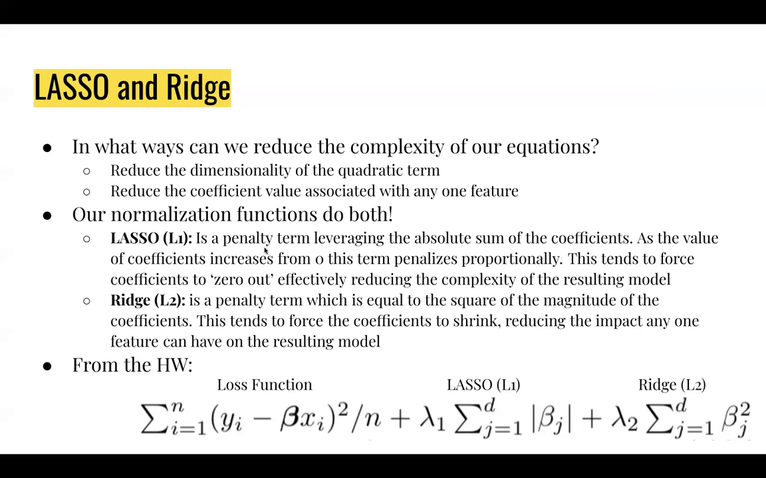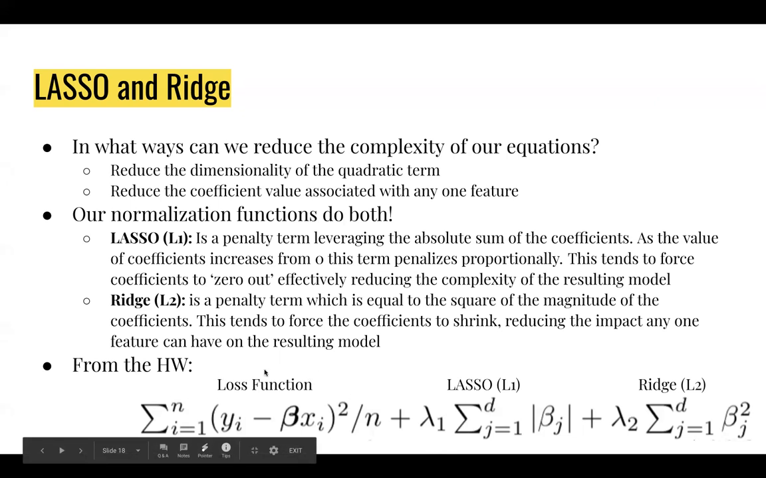So LASSO is an L1 penalty, and it deals with precisely this idea that your model has too high of a dimensionality. Here you impose a penalty on the absolute sum of your coefficients. Let me explain what this is, because I actually just screenshotted this from the homework. This is a hypothetical question in the homework.